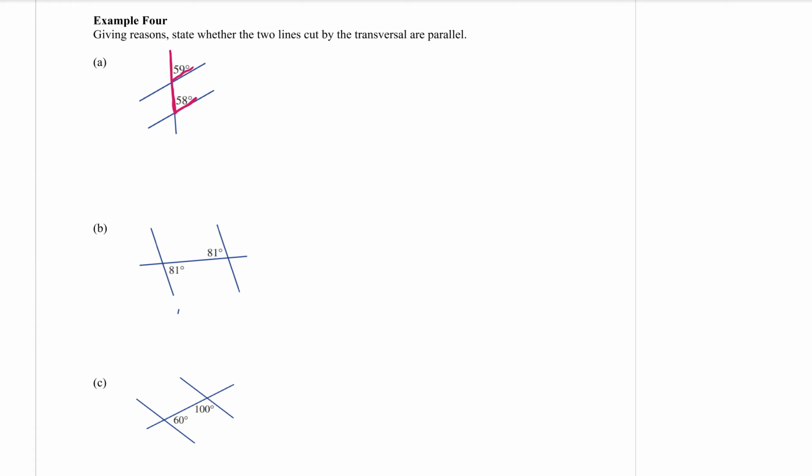Now, if the lines are parallel, those angles would have to be equal because corresponding angles should be equal, but they're not. One is 59 and one is 58. So that means the lines are not parallel. So I would write here, not parallel, and the reason is because the corresponding angles are not equal. They should be equal if they are parallel.